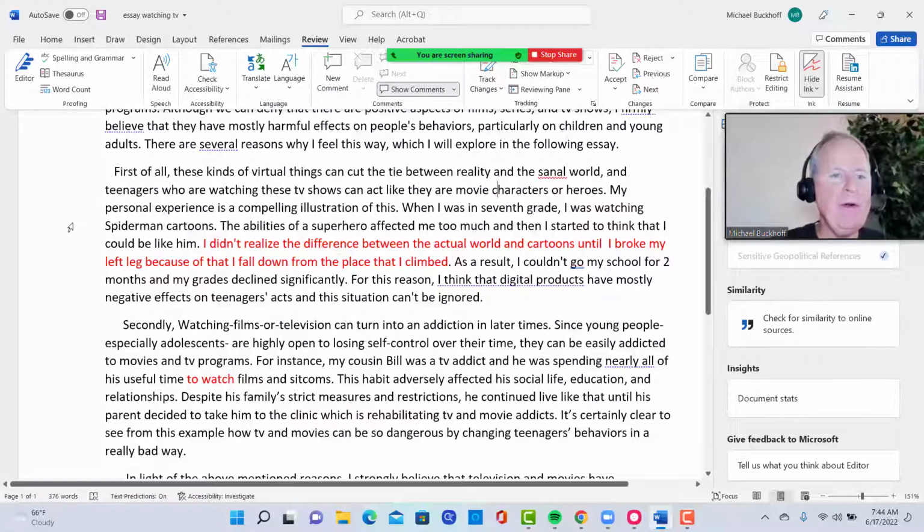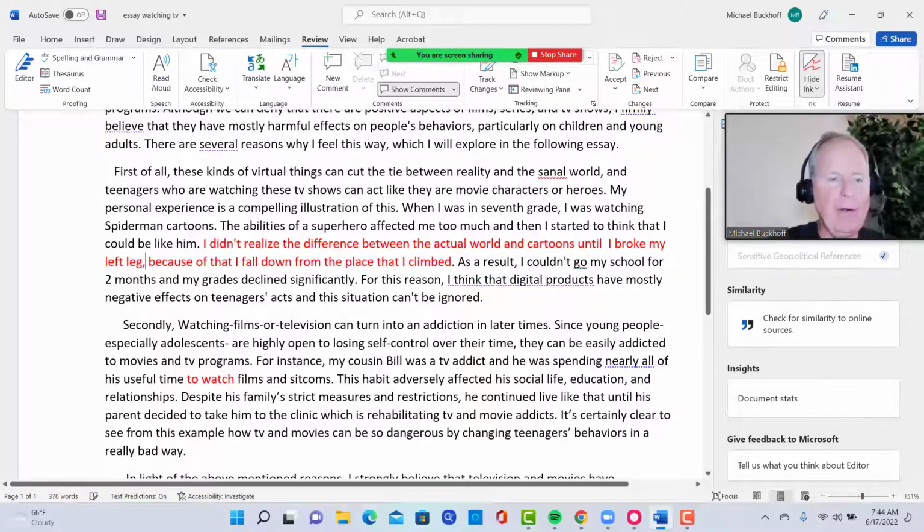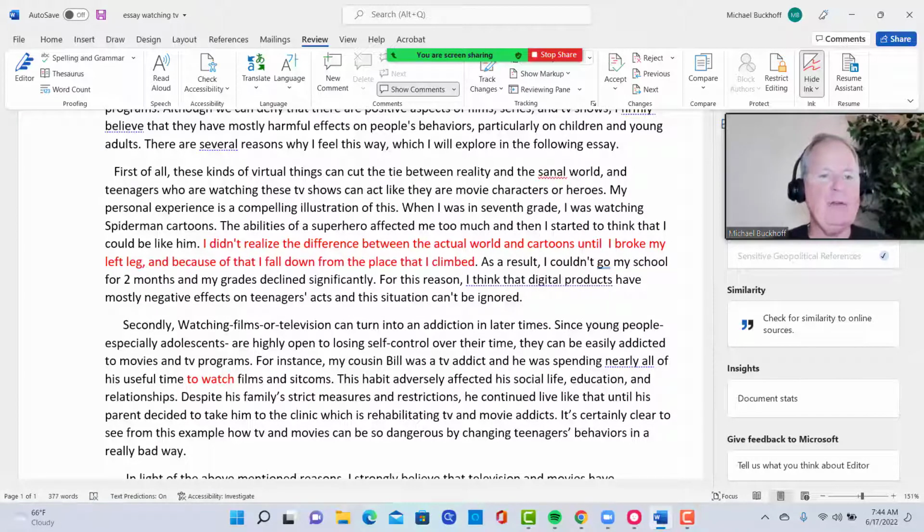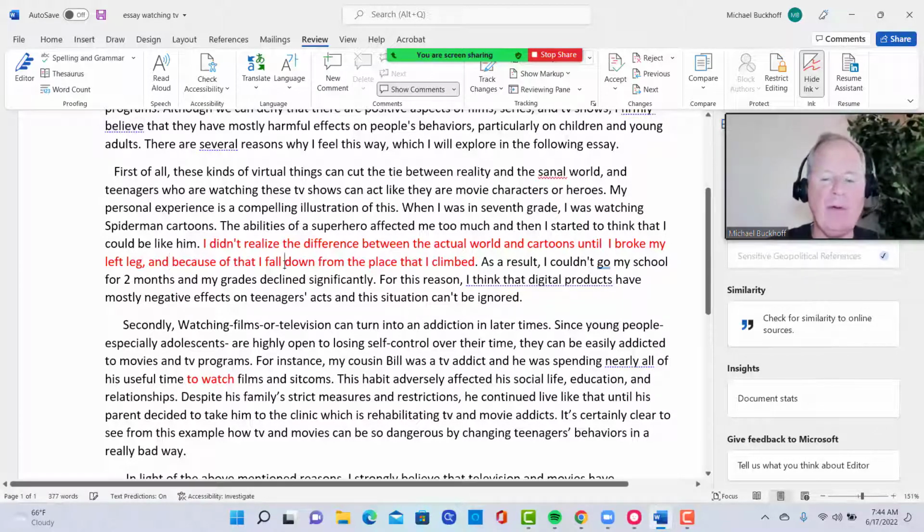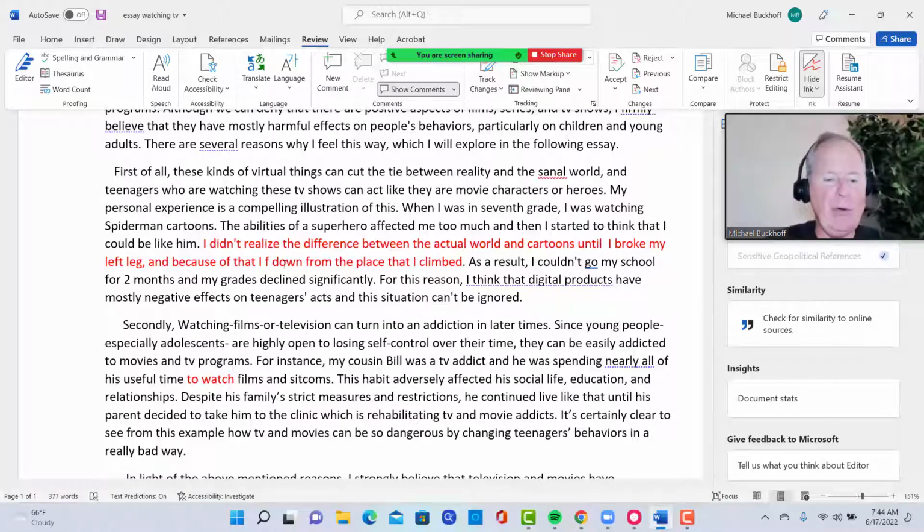And what I would do here, in order to make this sentence work, you have to put that coordinating conjunction in there to create what we call a compound-complex sentence. And because of that, and then you said a fall down, you're having some problems controlling your verb tenses. I fell down from the place that I climbed. So be consistent with your verb tenses.